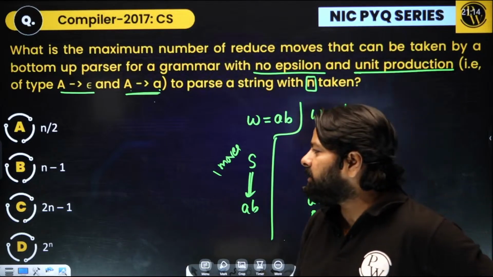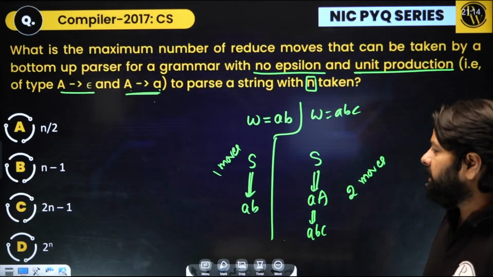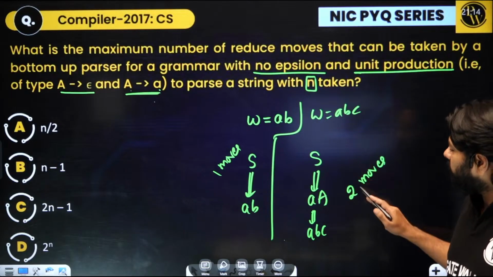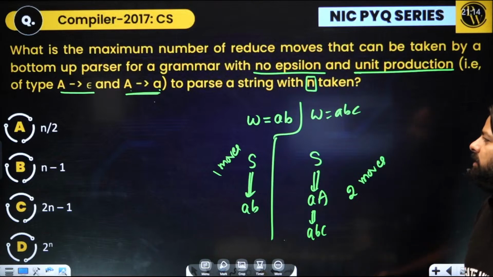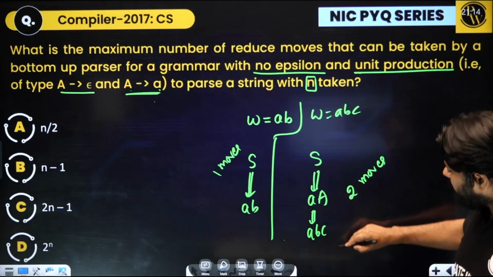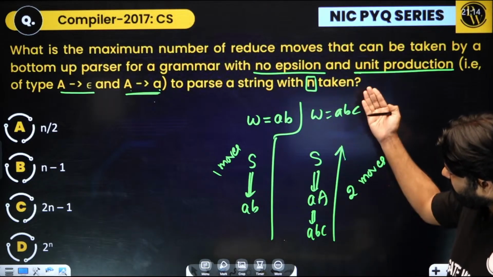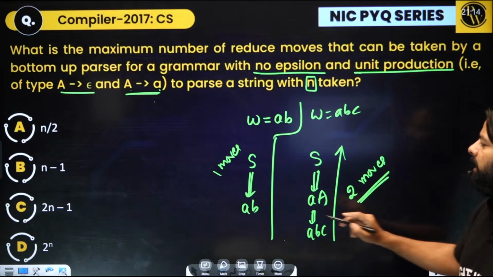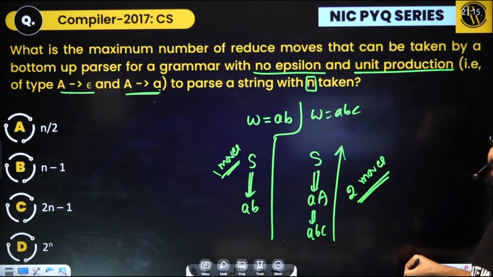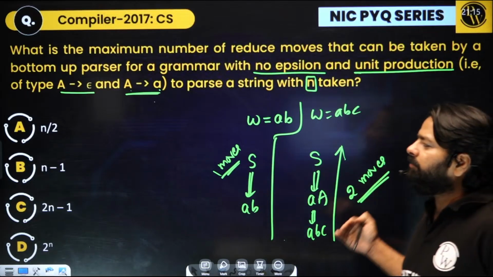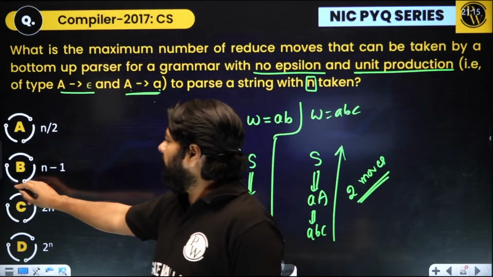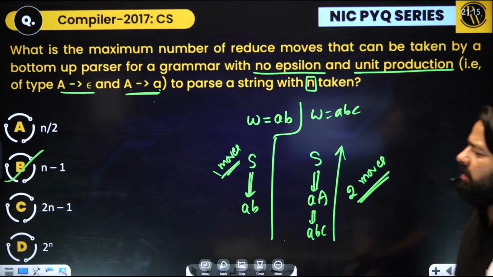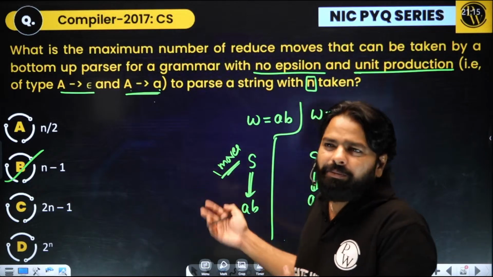What is the relation between the length and the number of moves? Anybody got that answer? B is the right answer: n minus 1. When you take 2 length, you get 1 move. When you get 3 length, you get 2 moves. Either 2 substitutions or 2 reduced moves will be the same. You just need to understand that reduced moves means in reverse order. Similarly, for 4 length you will get 3 moves. So if you take n length, you get n minus 1 moves. It was a GATE question, right? If you had practiced there, you could just copy paste.